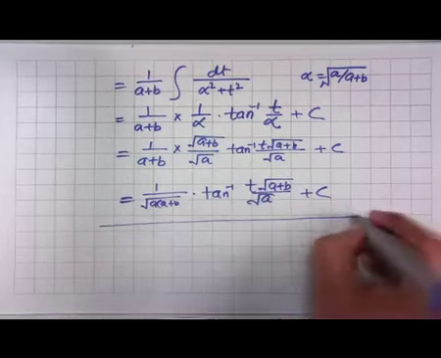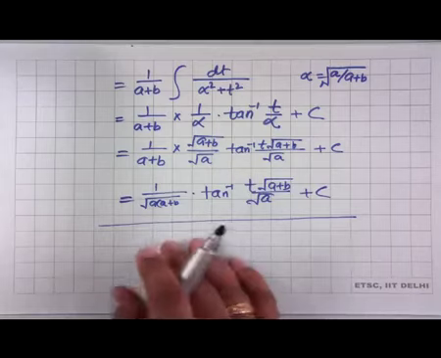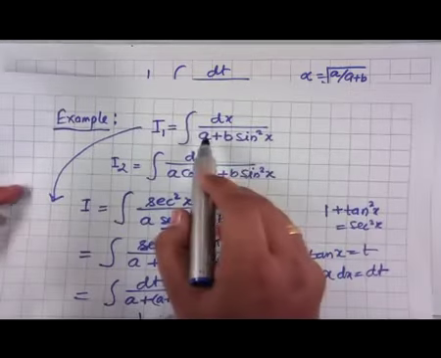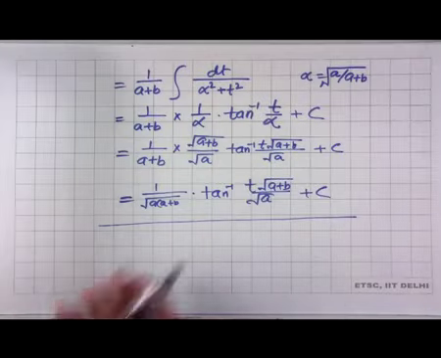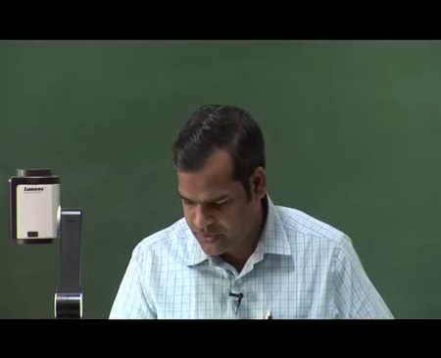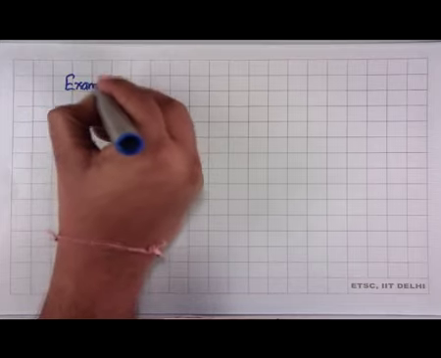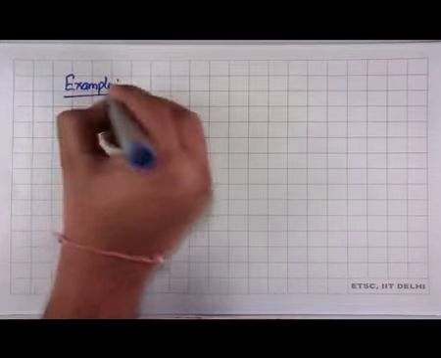So, depending on a and b, suppose in a particular problem it is given that a has some value and b has some other value. You can simply figure out what the integral will be, or if the form is given in this form, then also you can figure out the value of the integral. Next, we choose another example for you.